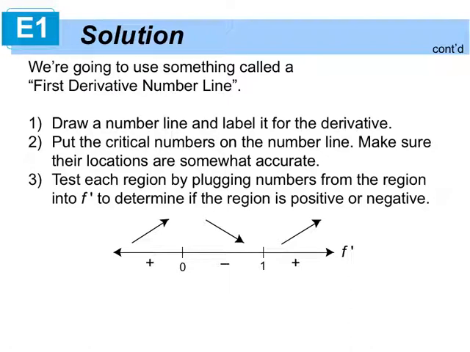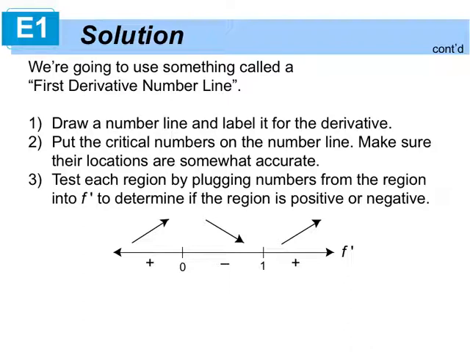So the first derivative number line is a way for us to organize our information, and it also tells us quite a bit. If you recall the example that we did, we found critical numbers at 0 and 1. You put those on the first derivative number line. Two reasons why you must label this as the first derivative number line. Number one, because we'll have a second derivative number line soon, and you've got to be able to tell the two apart. And number two, it tells you where to plug numbers into when you're testing regions.